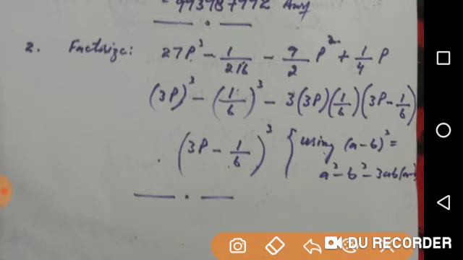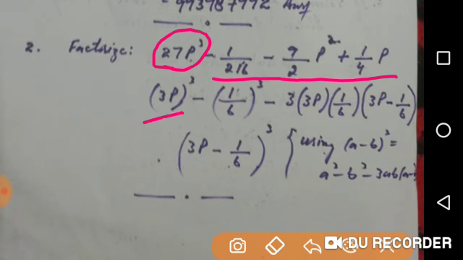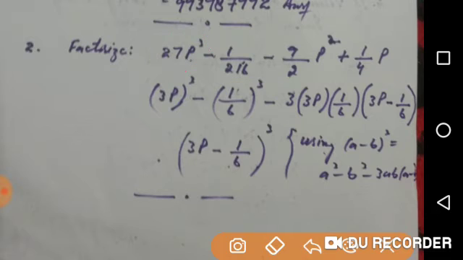Factorize 27p cube minus 1 by 216 minus 9 by 2 p square plus 1 by 4 p. 27 is the cube of 3. So you write (3p) raised power 3 minus (1 upon 6) cube. Okay, because 216 is the cube of 6. So you have got here a as 3p and b as 1 by 6. So a cube minus b cube you have got.